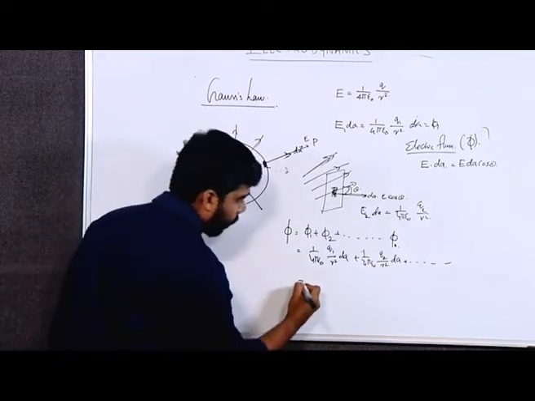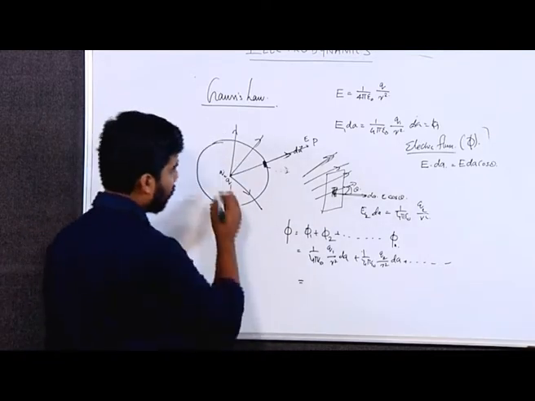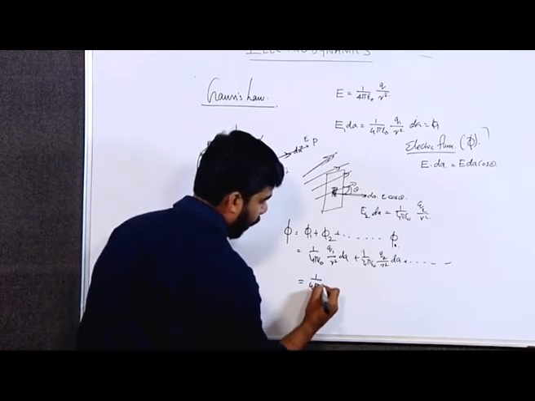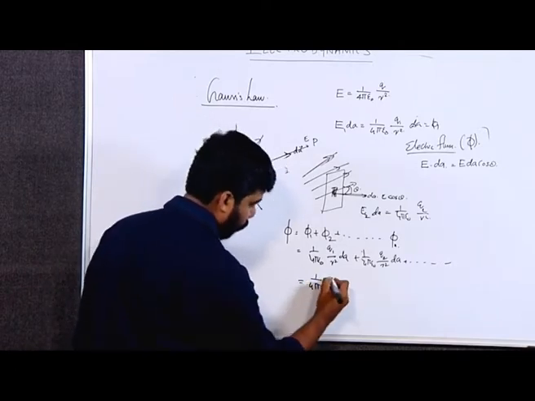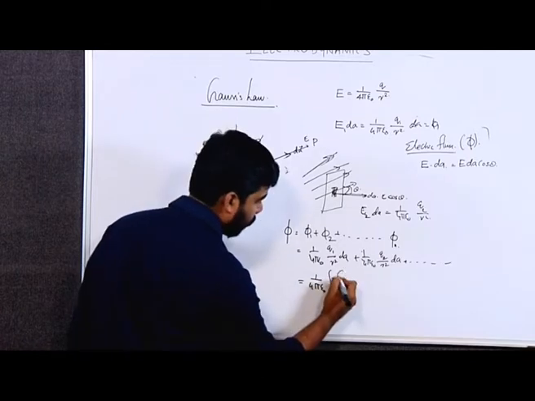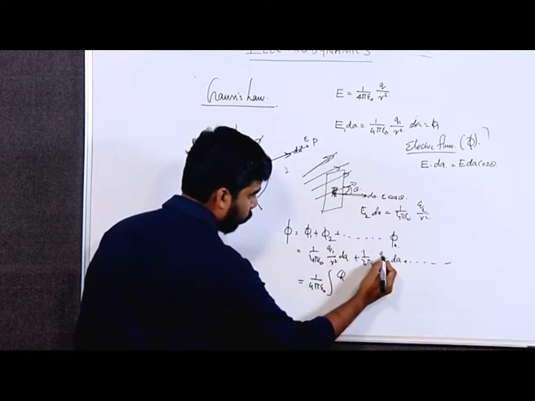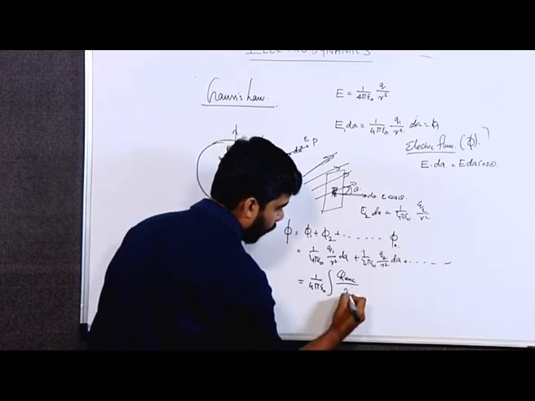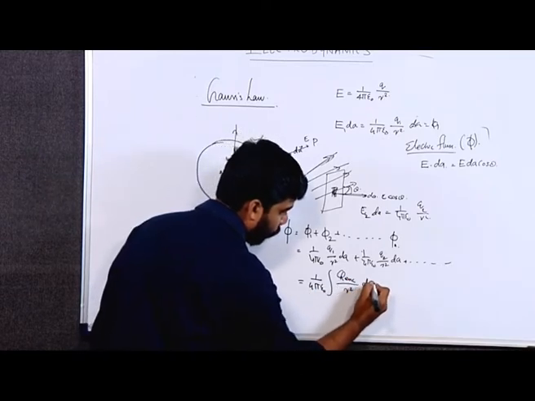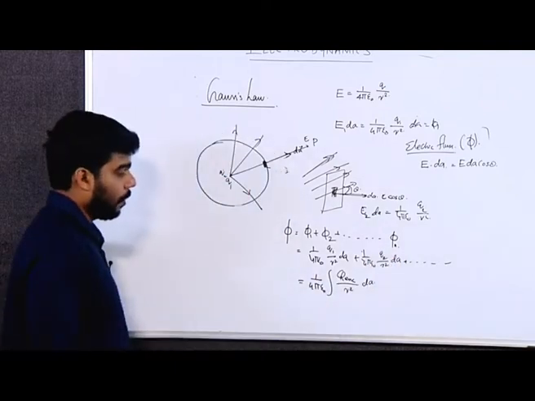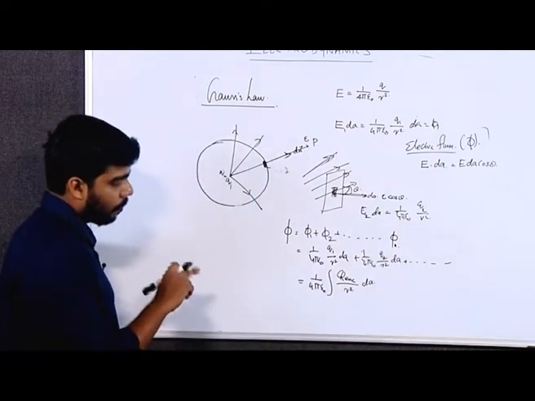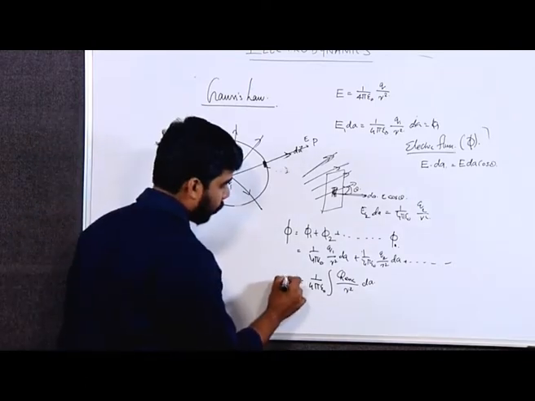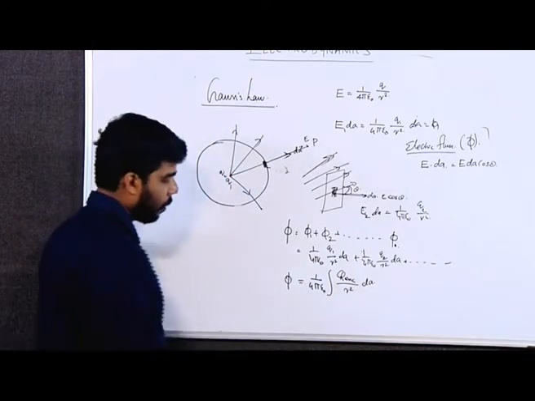So the total flux, if it is a continuous distribution of charges, I can write as 1 by 4 pi epsilon 0 times the total charge, which is q1 plus q2 plus q3, which I am writing as q enclosed, by r square into dA. This is the flux produced through a sphere.